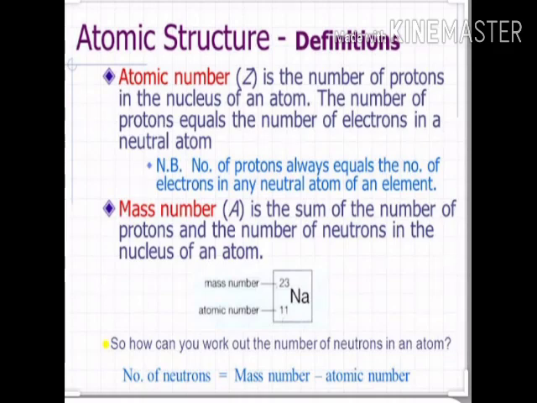Mass number is the sum of the number of protons and the number of neutrons in the nucleus of the atom. So we can also write number of neutrons is equal to mass number minus atomic number. Now moving on.